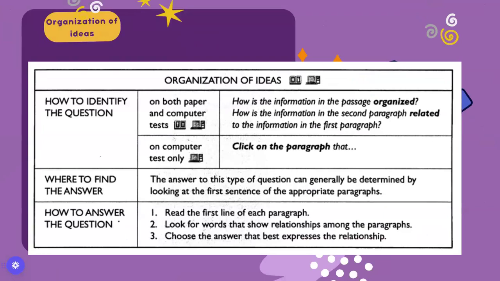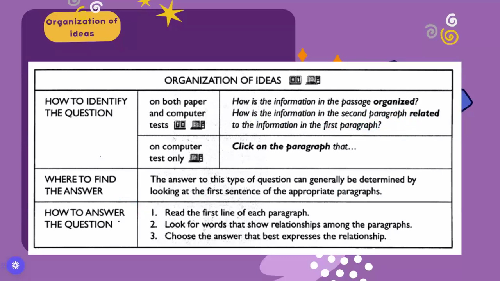In the reading section of the TOEFL exam, you will encounter questions in which you must identify the organization of ideas. Now, how can you identify these questions? Well, these questions will look like, how is the information in the passage organized? How is the information in the second paragraph related to the information in the first paragraph? How is it similar? How is it different?